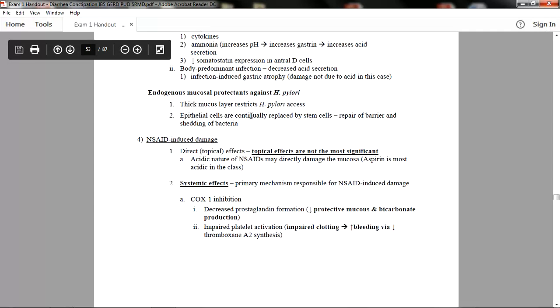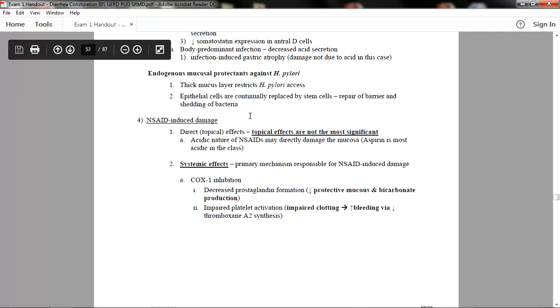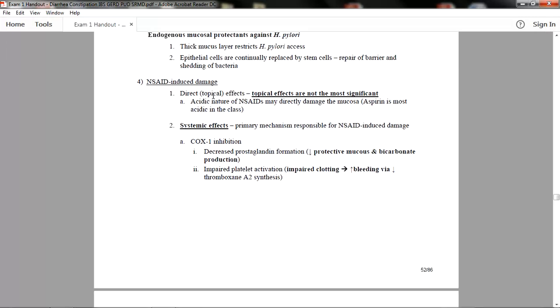Endogenous mucosal protectants against H. pylori. The thicker the mucus layer, the better protection against H. pylori. The epithelial cells are continually replaced by stem cells, so we have repair of the barrier and shedding of bacteria. So constant proliferation of the cells will shed the bacteria, and that's a good thing.